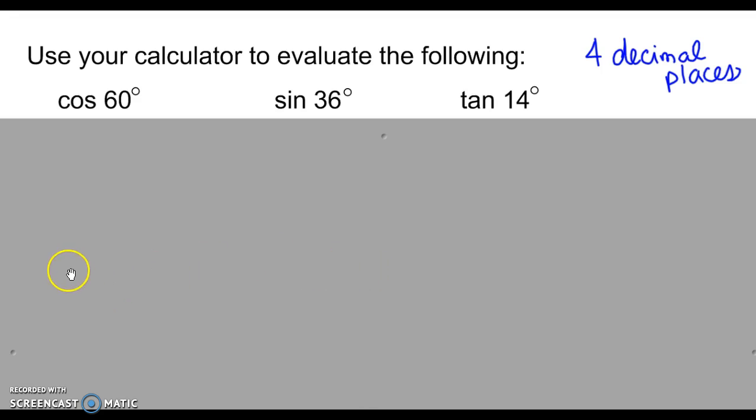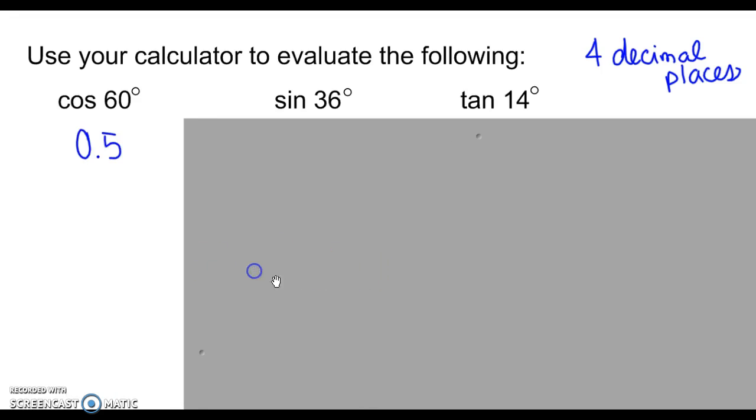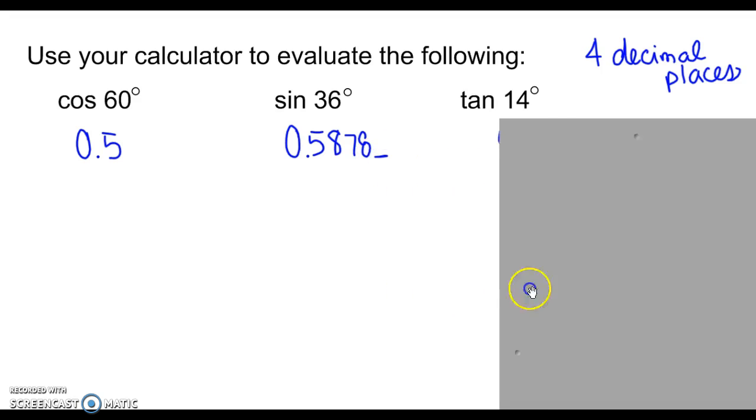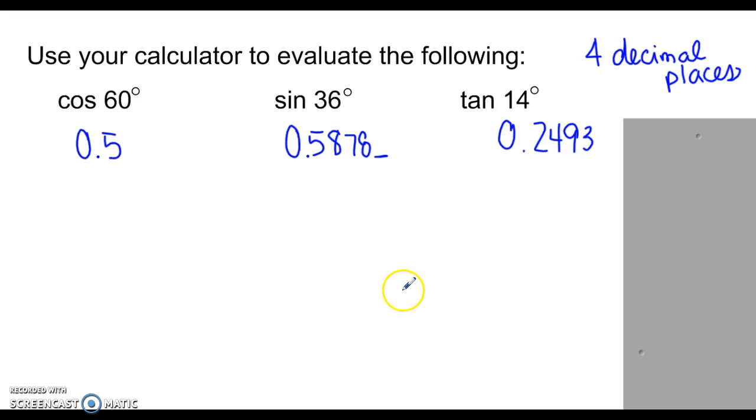So taking a look at the first one, the cosine of 60 degrees is 0.5, and you can have 0, 0, 0 after that, but it is exactly 0.5. The sine of 36 degrees is 0.5878. It becomes 8 because when we round that one up, we're looking at the number after, so it goes to 8. And the tangent of 14 degrees is 0.2493.